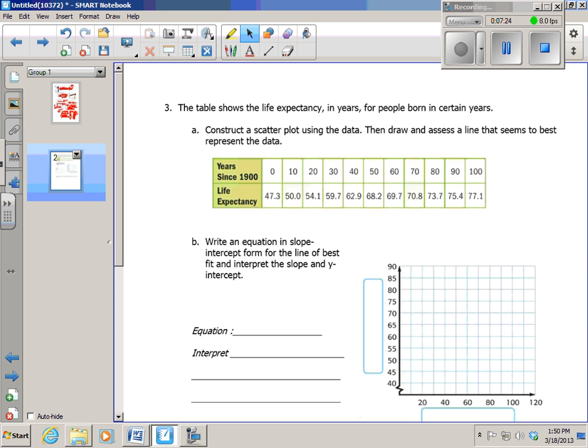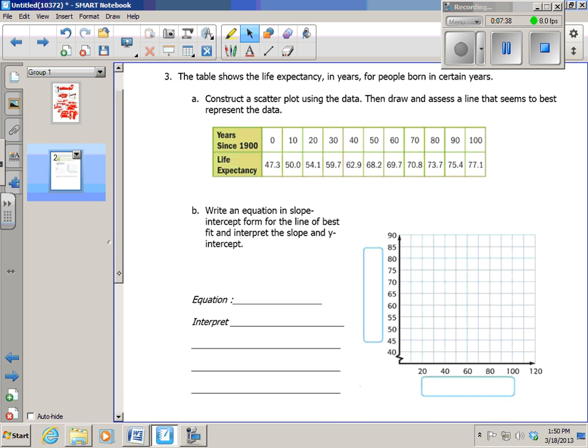On to the next page, number 3, since the table shows life expectancy in years for people born in certain areas or in certain years. Construct a scatter plot using the data, then draw and assess the line that seems to best represent the data. So the first thing I need to do is label the scatter plot years since 1900, and then over here we're talking life expectancy. And so we have 0 and 47.3. I'm just going to go ahead and plot all of the data that they've given me.